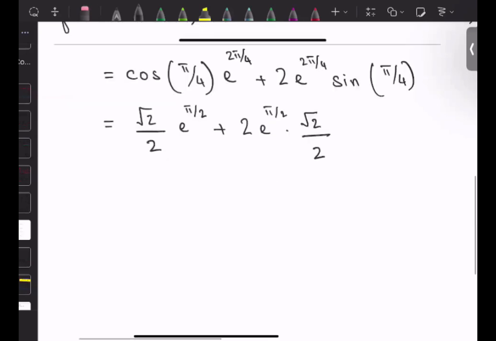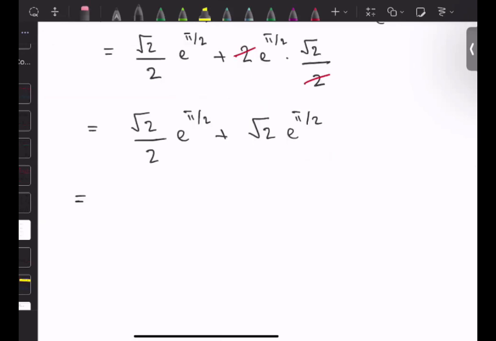So essentially what we're left with is root 2 on 2 e to the pi on 2 plus, the 2's here cancel out. We've got 2 times e to the pi on 2, and then we're dividing it by 2 from the root 2 on 2. So these two cancel out, and all we are left with is root 2 e to the pi on 2.